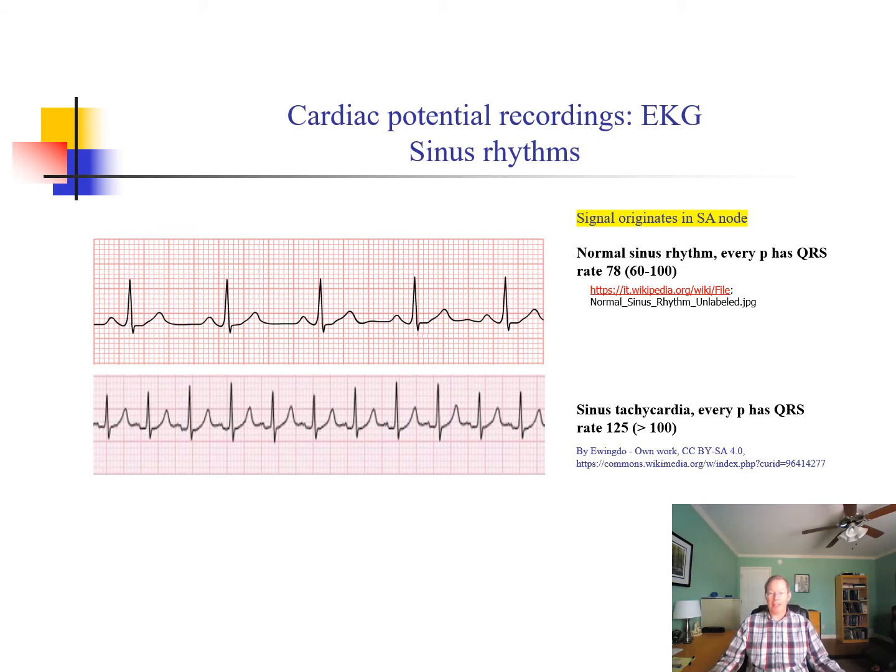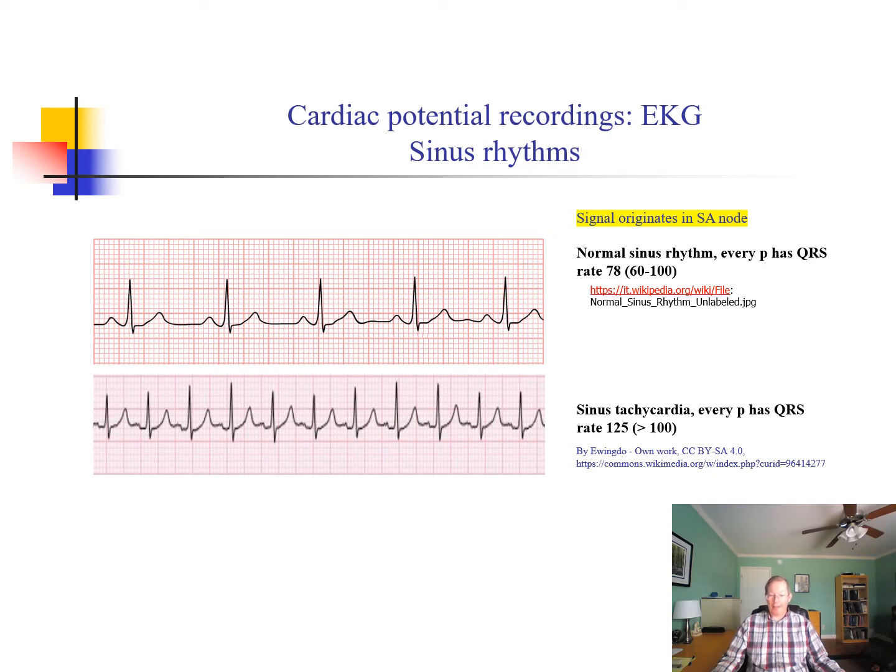Let's talk about these various rhythms. So the first thing I want to talk about are sinus rhythms. Remember that the sinus rhythm originates in the SA node. If it is between 60 and 100 beats per minute, I call it normal sinus rhythm. So this first EKG, which shows potential versus time, is showing a sinus rhythm at a rate of 78 beats per minute. So it is a normal sinus rhythm.